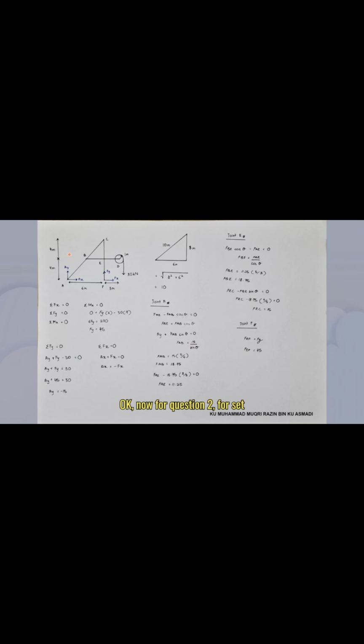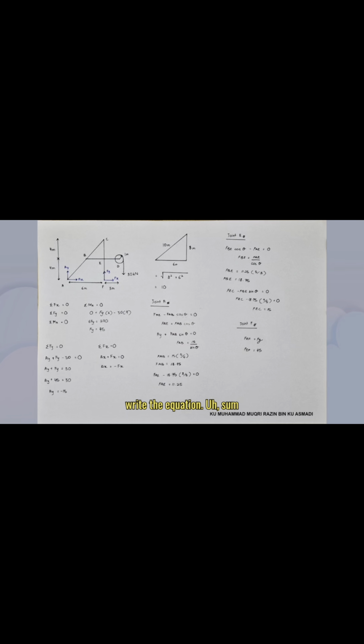Okay, now for question 2 of set 1, here we have the free body diagram for the figure. The first thing it wants is the reactions at A and F. A and F are pin supports, so we're going to have two reactions for each support. That's Ay, Ax and Fy, Fx.